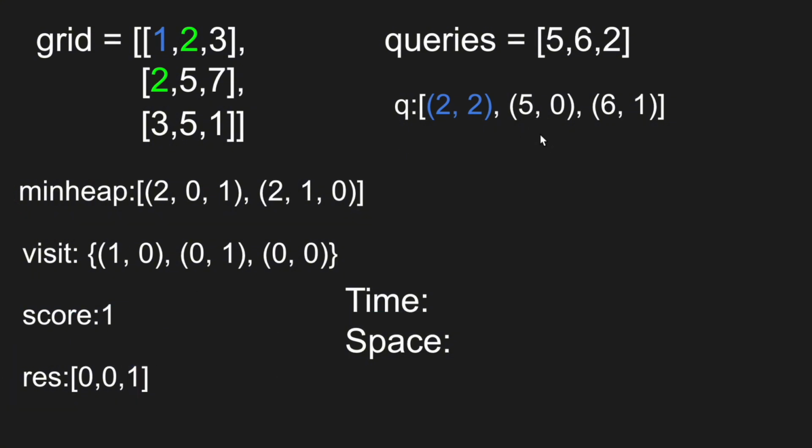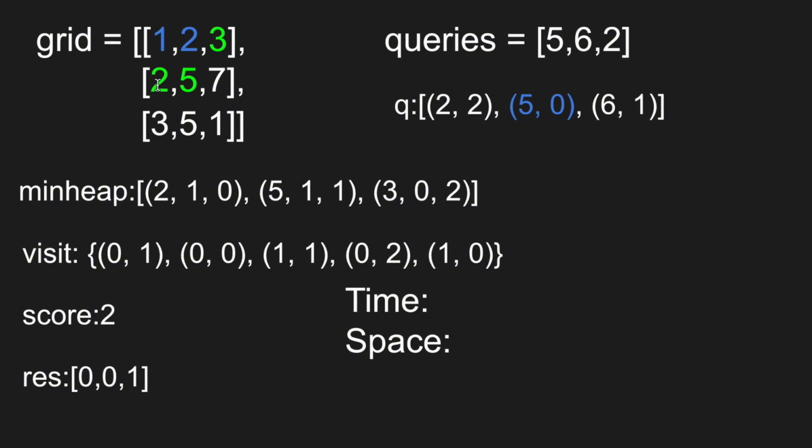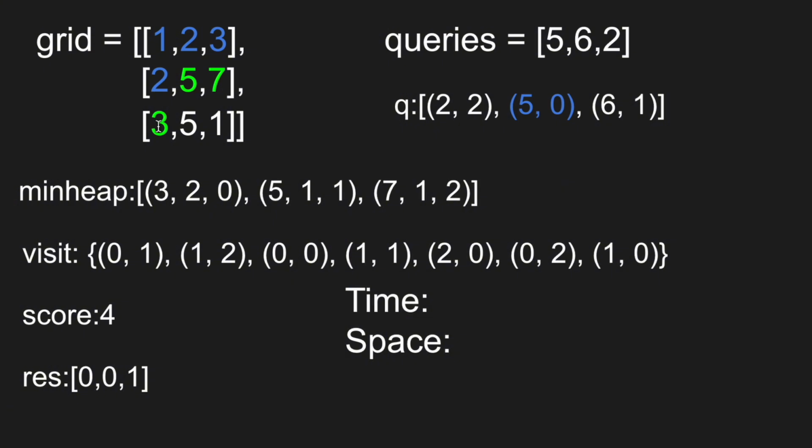So now we can look at the query 5, and we will first look at this value because it's the first value in the min heap. And we realize that 2 is valid, so we will look to the right and down. And now we look at this value because it's the next smallest one, and realize that 2 is valid again, so we can look to the right and down again and update the score. And as we keep looking, 3 is also valid, so we can look down and update score. And then the next smallest element, 3, is also valid, so we will look to the right and update the score.